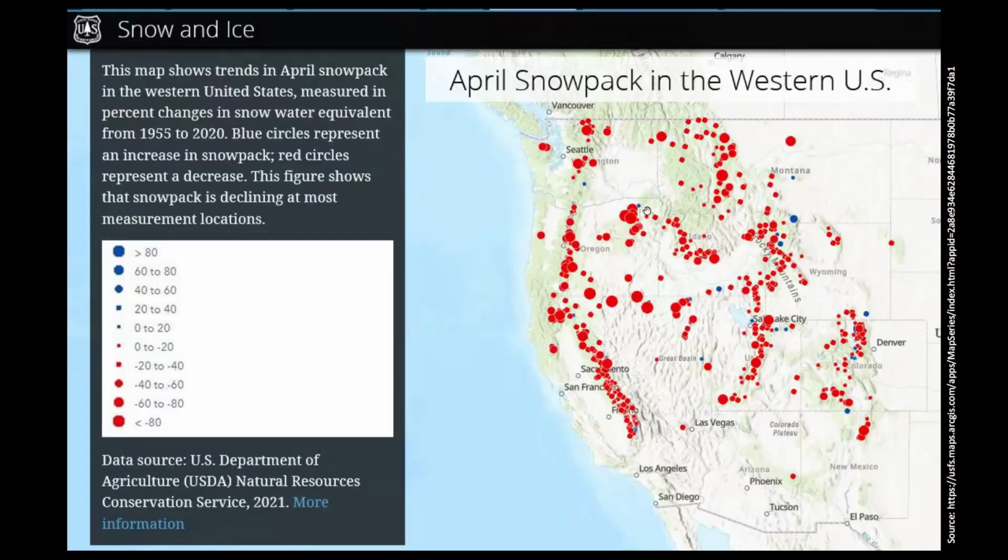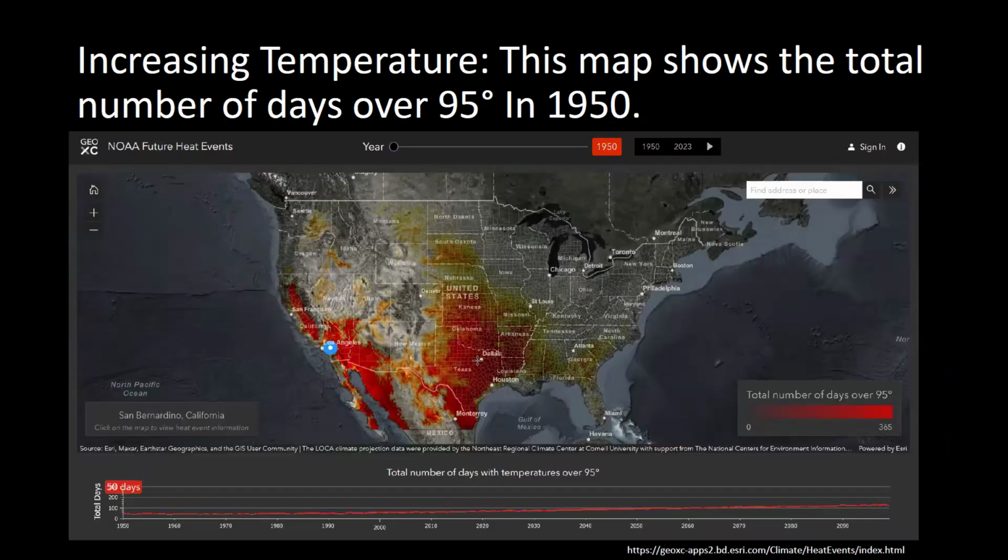Here's an example of the snowpack in the western US, and you can see how the change is more negative than anything else from 1955 to 2020. And so, it's data, right? So it's really easy to find this. I don't think anybody has the US, but a lot of times you can find things like this all across the world, depending on the data service that you're using.